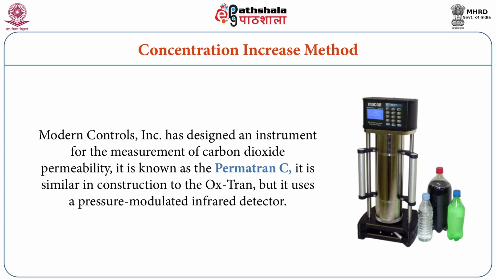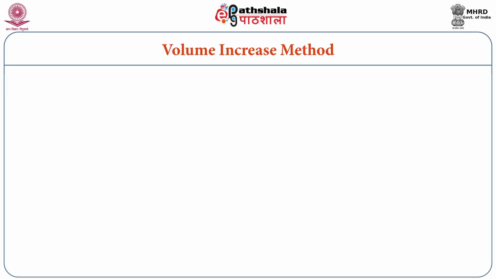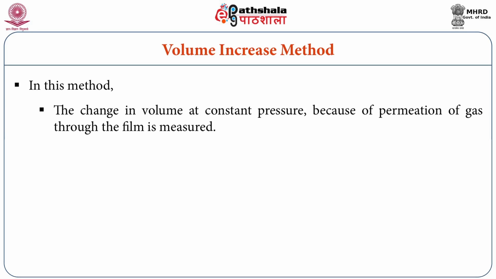Modern Controls Inc. has designed an instrument for measurement of carbon dioxide permeability. It is known as Permatran C. It is similar in construction to the OX-Tran, but it uses a pressure modulated infrared detector. The next method is the volume increase method. In this method, the change in volume at constant pressure because of permeation of gas through the film is measured.